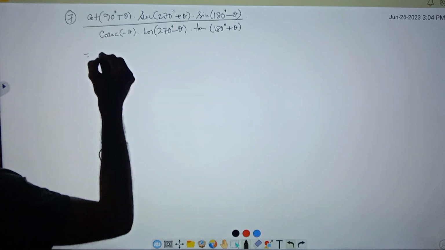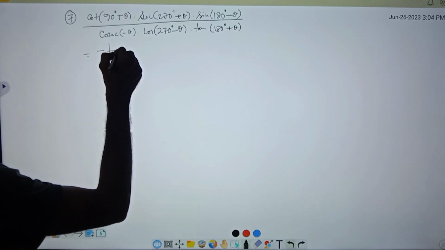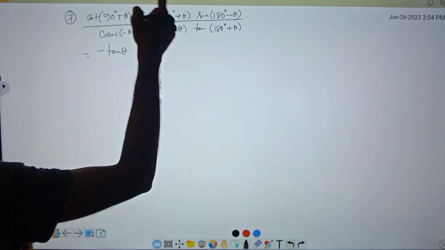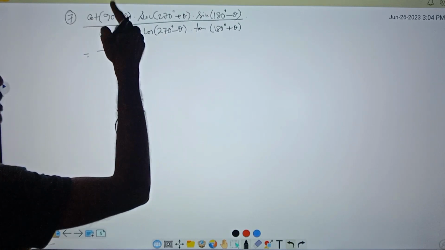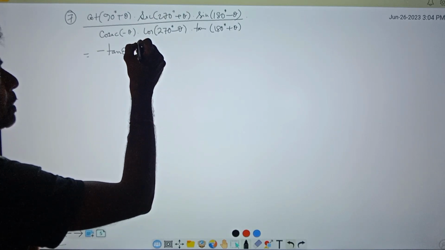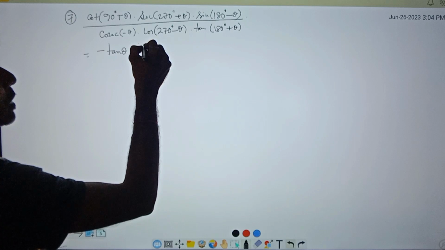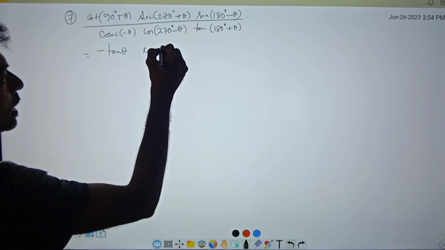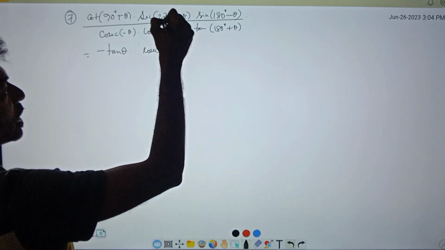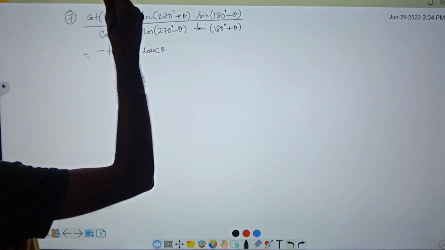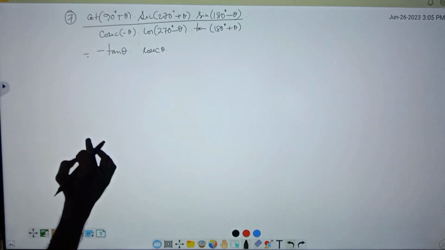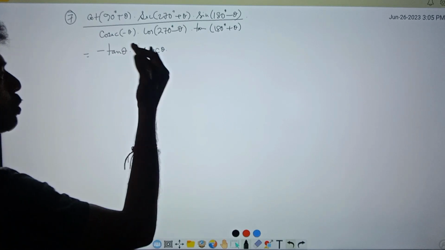What will be the value here? We all know that that will be minus of tan theta, because 90 plus theta lies in the second quadrant, and in the second quadrant cot is always negative, so that will be minus tan theta. Sec 270 plus theta will always be cosec theta, and that's going to be positive because the angle lies in the fourth quadrant, and in the fourth quadrant cos and sec are always positive, and 270 is an odd multiple of 90, so that's why cosec theta.